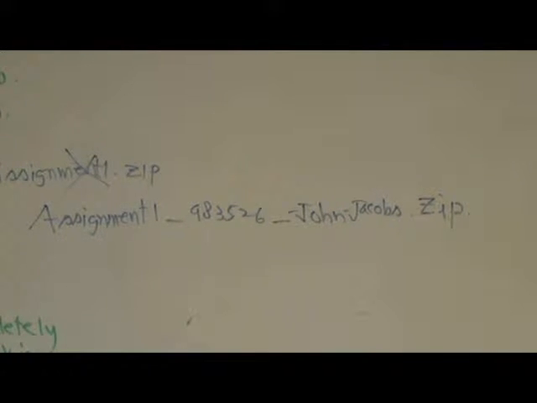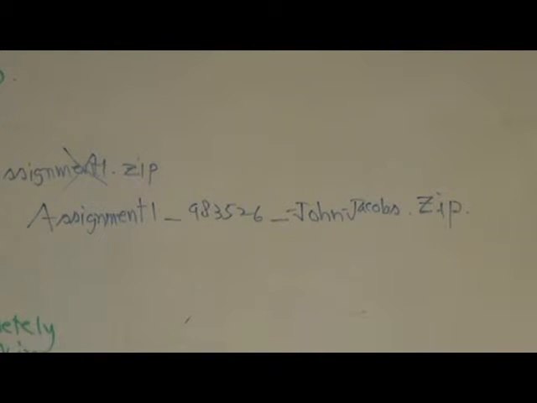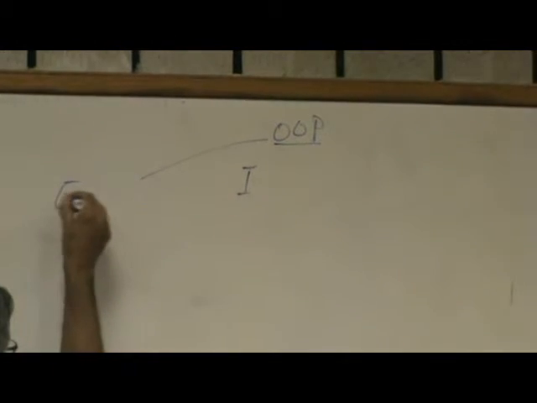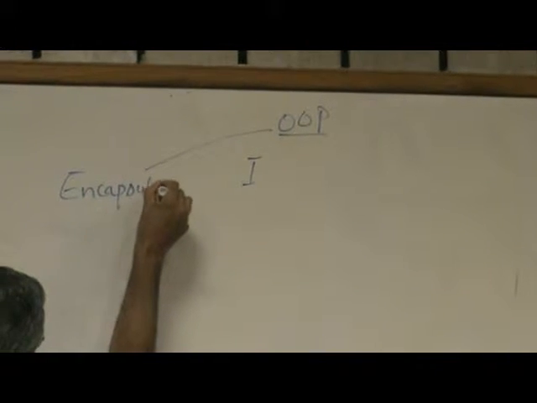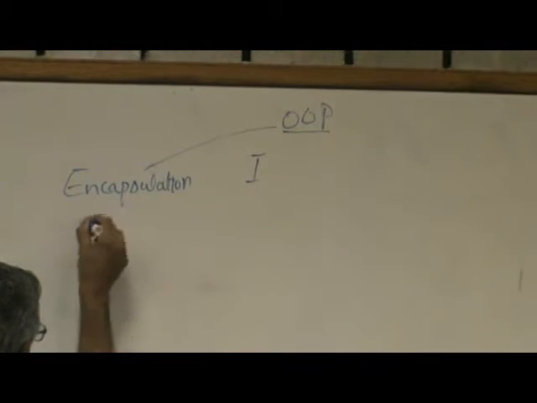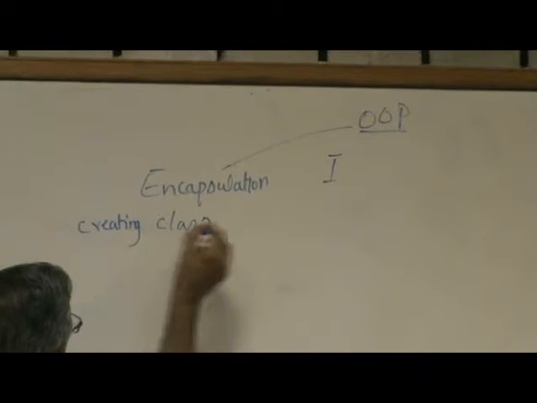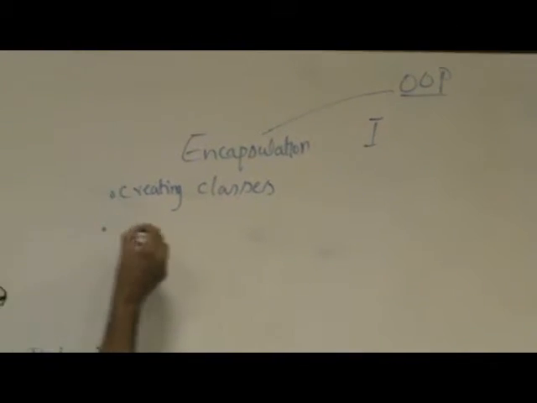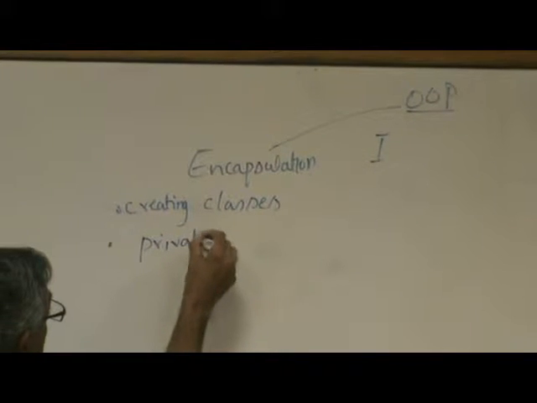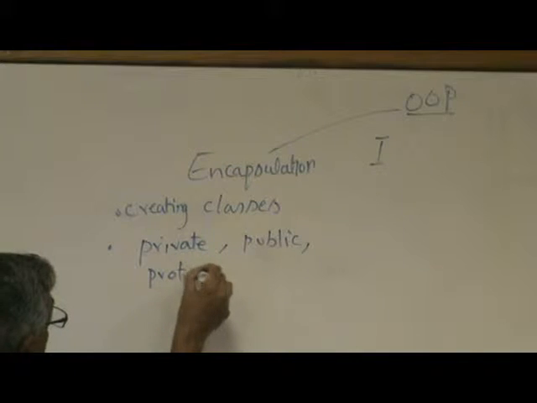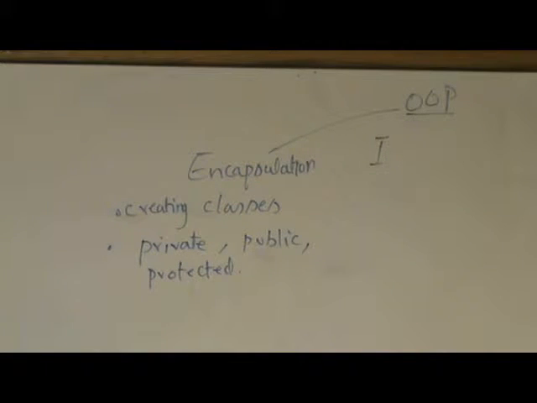Any questions on the current assignment? Everybody feels comfortable with the keywords that we discussed? So as far as object-oriented programming is concerned, remember we said encapsulation is one of the key ideas, and this is easy. This is basically creating classes. And once we create a class, of course, we have the private keyword, the public keyword, the protected keyword, right? So hopefully everybody understands.